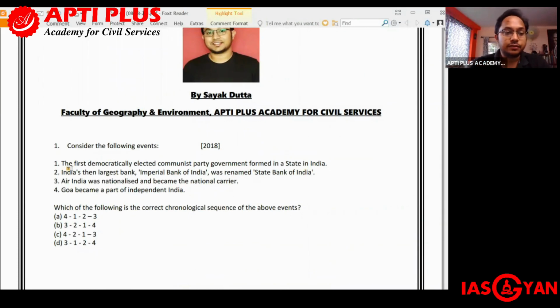First statement: the first democratically elected Communist Party government formed in a state in India. Number two, India's then largest bank, Imperial Bank of India, was renamed State Bank of India. Number three, Air India was nationalized and became the national carrier. And number four, Goa became a part of independent India.